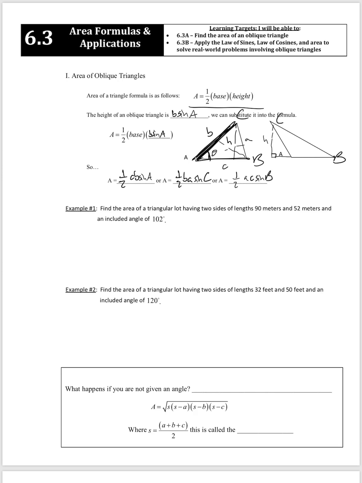Okay. So let's look at example number 1. I'm going to have you try example number 2. Find the area of a triangular lot having two sides of lengths 90 meters and 52 meters and an included angle of 102 degrees. So I have an angle that's 102 degrees, and that's the included angle, so on either side I have side lengths 90 and 52.